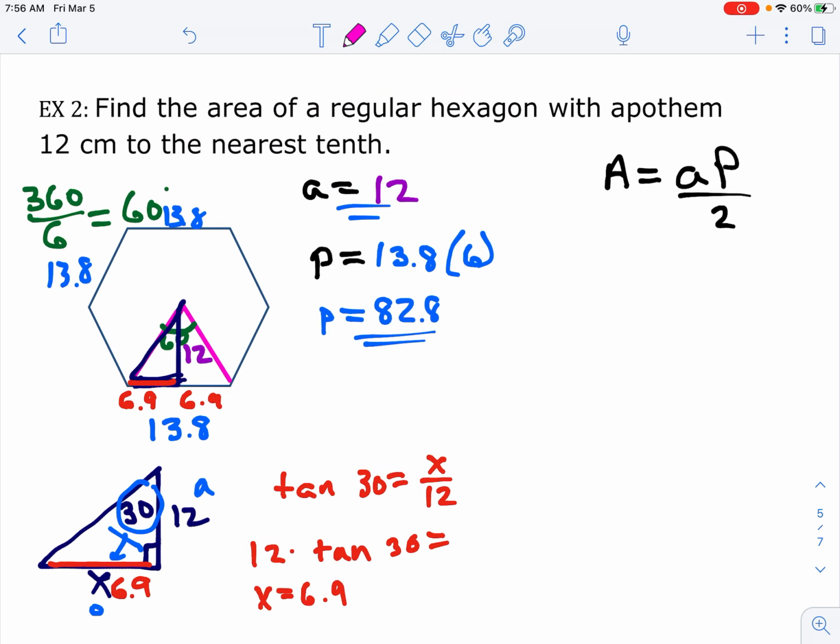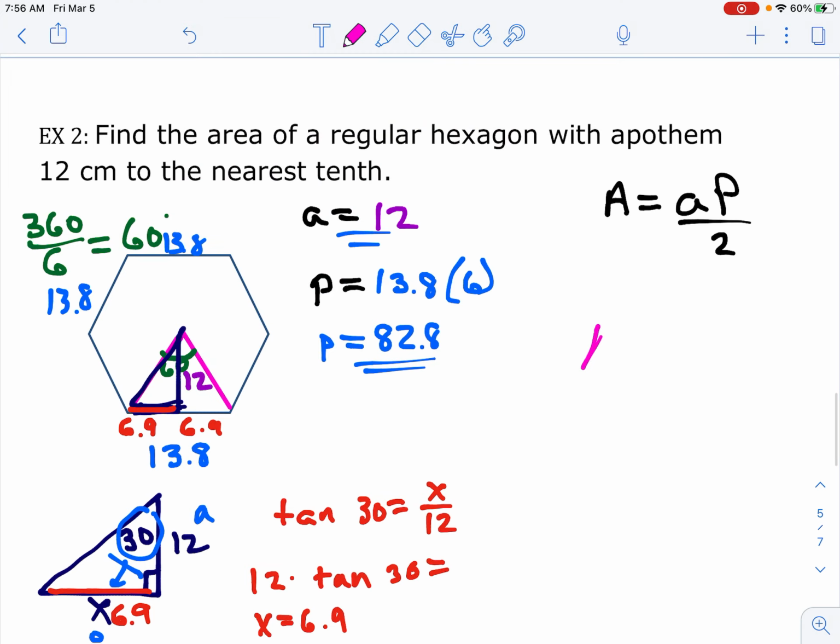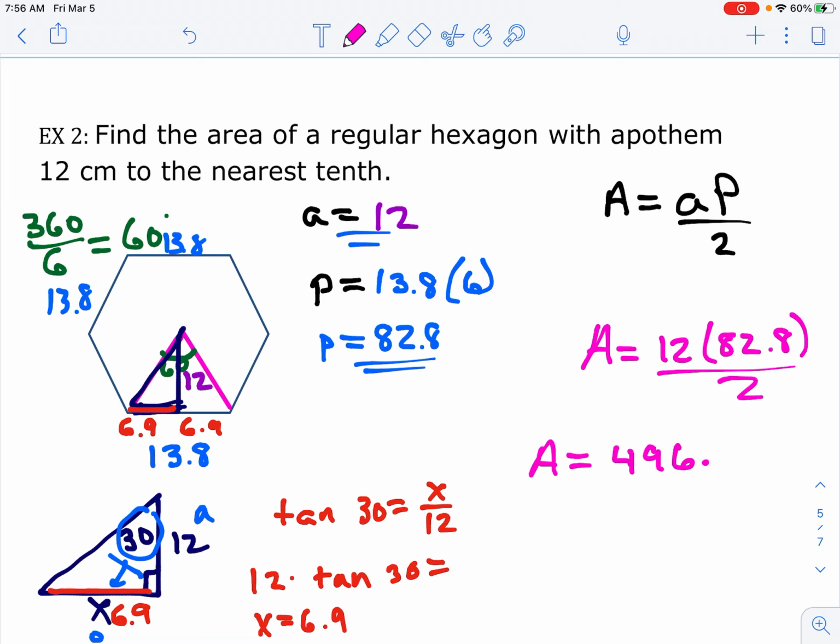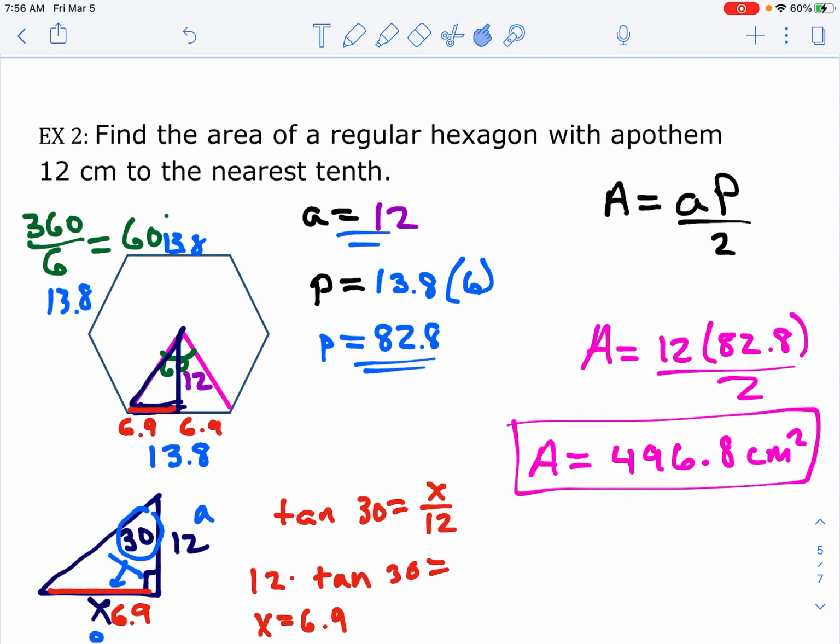Now I have both pieces of info. I have apothem and I have perimeter, so I am set to plug it in. Apothem is 12 times perimeter was 82.8, and then I'm going to divide by 2. If you calculate that, you get 496.8 centimeters squared. So there's an example of a hexagon, 6 sides, that gave us the apothem. A tricky part is to be careful with your side. You only found part of it, so you have to double it and then find the whole perimeter.